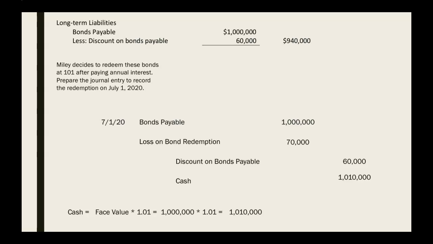Another way that you can figure this out, we needed to add more over to the debit side of this entry, right? If we need to add more to the debit side, it's going to be a loss. If we needed to add more to the credit side, then it was going to be a gain. So here we needed to add $70,000 more to the debit side to make our debits and credits equal. So that's how we find out that it's a loss on bond redemption. So we lost some money here redeeming these bonds.